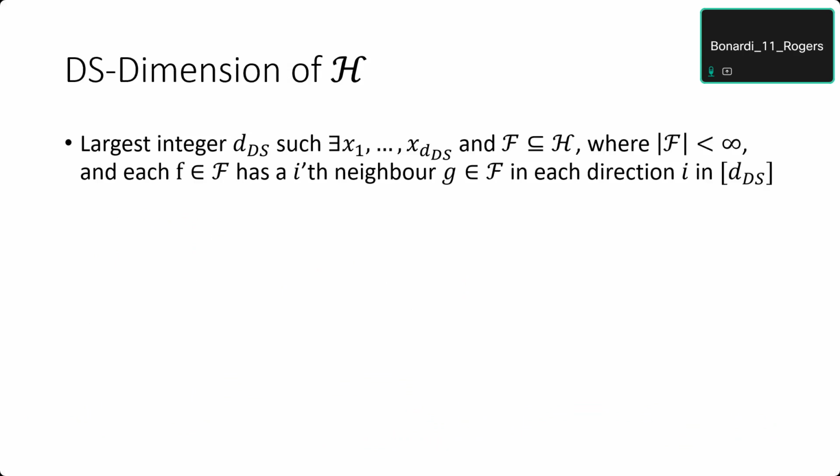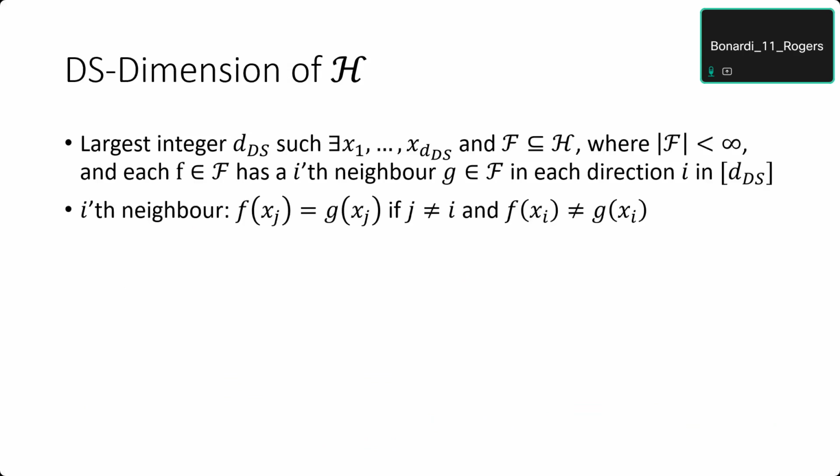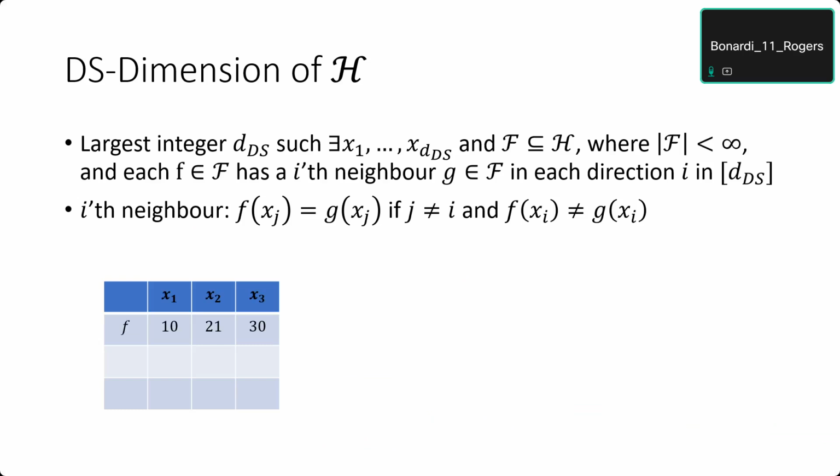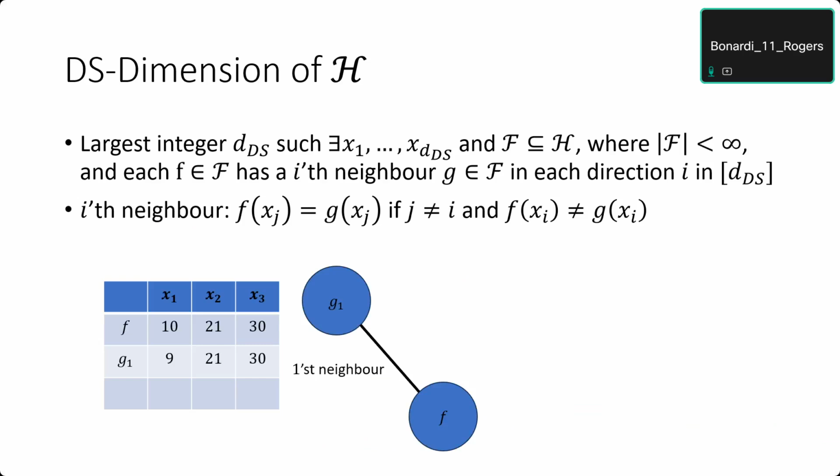What is that? It is the largest integer d such that there exists a point set of size d and some finite subset of the hypotheses such that for each f in F, it has an i-th neighbor g. What is an i-th neighbor? g is an i-th neighbor of f if f and g agree on all indices up to d except i, where they disagree. In a picture, if we have f here and data points x1, x2, and g1 disagrees with f on the first point, then this is a first neighbor, and g2 disagrees with f on the second point, so this is a second neighbor.